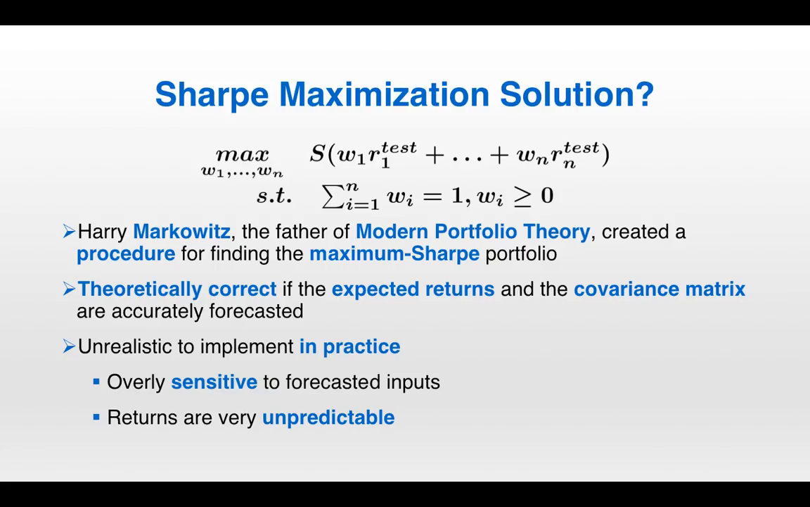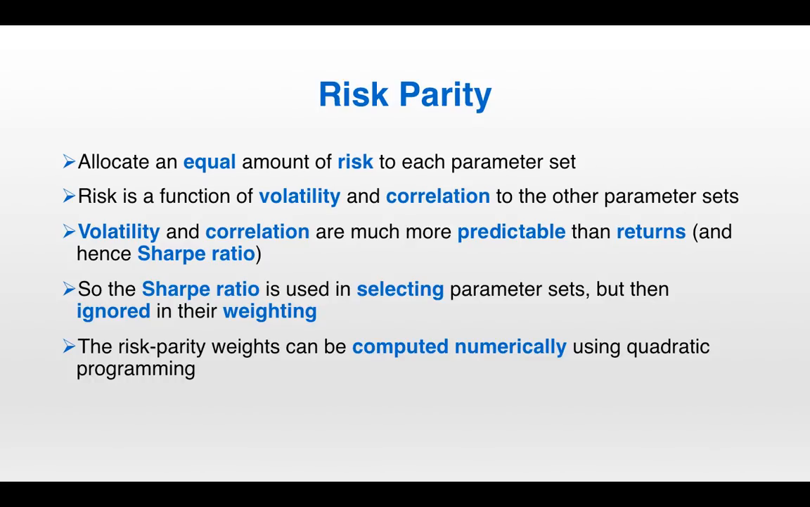And for that reason, Markowitz's solution is of little practical value to us. Instead, we adopt a risk-parity approach. That means that we allocate an equal amount of risk to each parameter set. Risk is a function of volatility and correlation to the other parameter sets, and volatility and correlation are a lot more predictable than returns. So remember, the big issue with Markowitz was that it was impossible to accurately forecast the returns. And while we can't with 100% accuracy forecast the volatility and the correlation, we can get much better estimates for volatility and correlation than we can for returns.